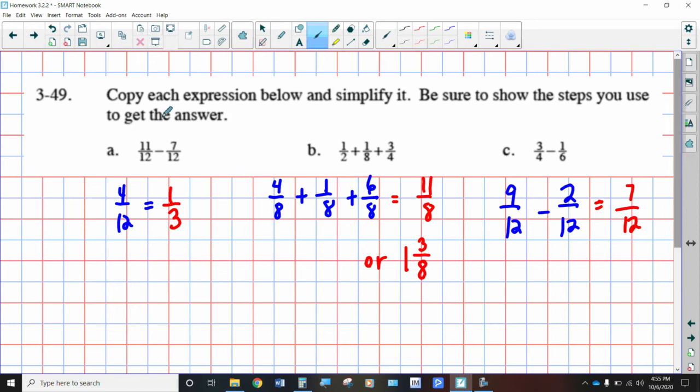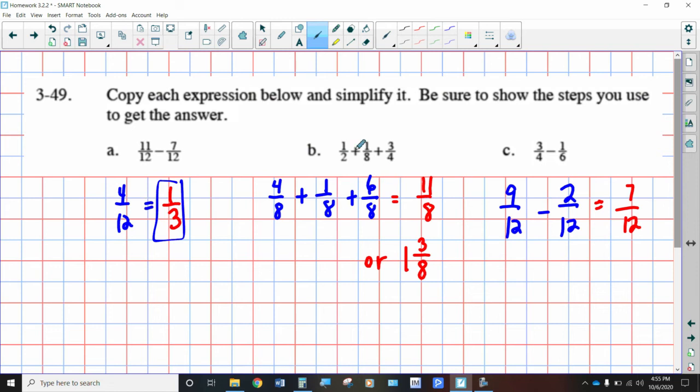All right, and now adding or subtracting fractions. When we've got a common denominator, life is good. All we have to do is take the numerators. 11 minus 7 is 4. 4/12 can be simplified down to 1/3 because they have 4 in common. 4 divided by 4 is 1. 12 divided by 4 is 3.